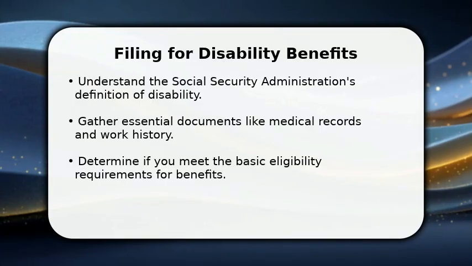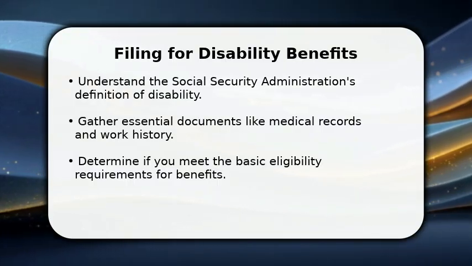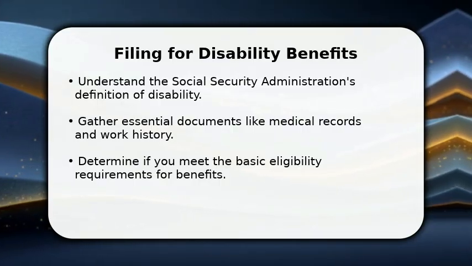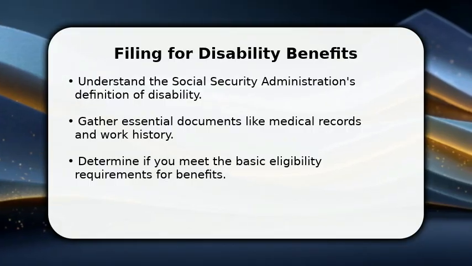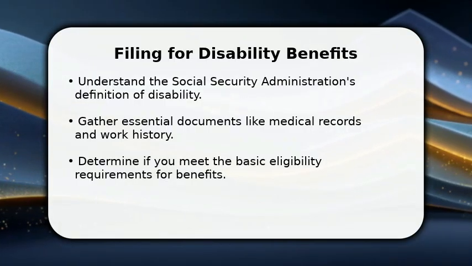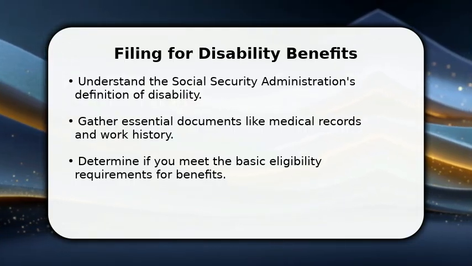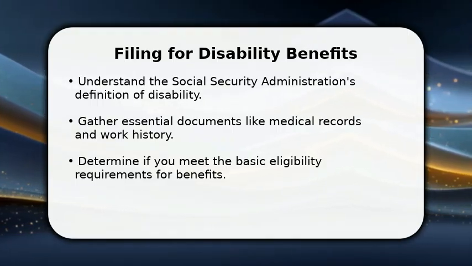In this video, I will explain how to file for Social Security disability benefits. First, understand that the Social Security Administration defines disability as the inability to engage in any substantial gainful activity due to a medically determinable physical or mental impairment expected to last at least 12 months or result in death.